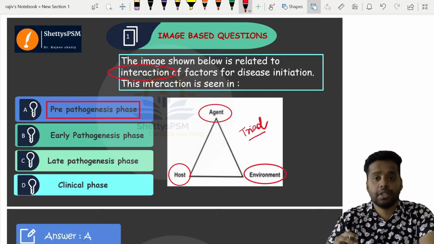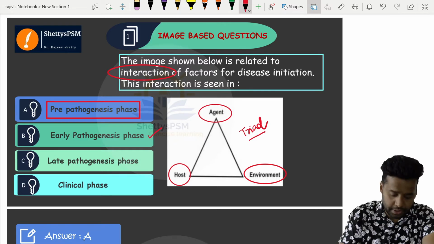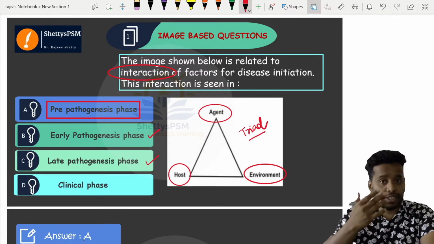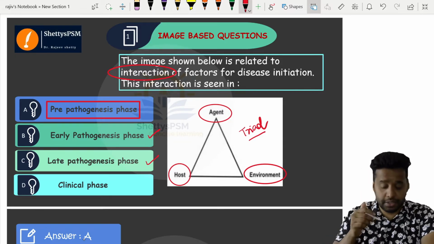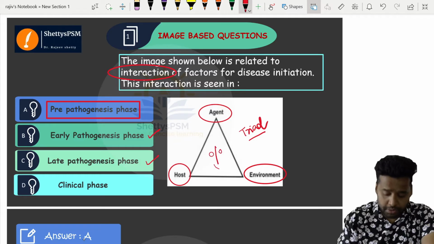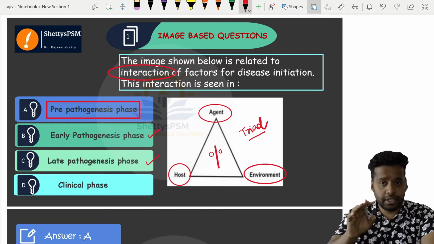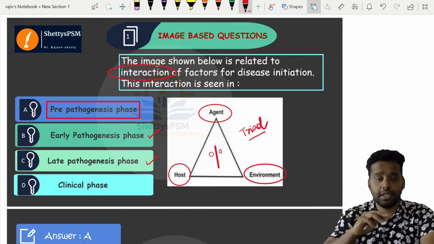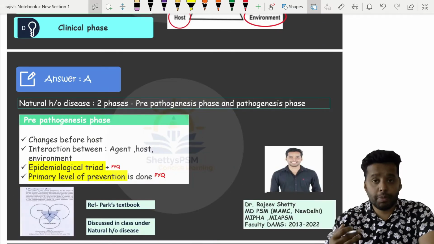pre-pathogenesis phase. Natural history has two phases: pre-pathogenesis and pathogenesis. Pathogenesis has two phases: early pathogenesis and late pathogenesis. Once there is interaction, that is the epidemiological triad. Once the interaction becomes successful, then there is disease formation. Initiation of disease and progression will be seen in the pathogenesis phase, but the initial part of interaction is seen in the pre-pathogenesis phase.